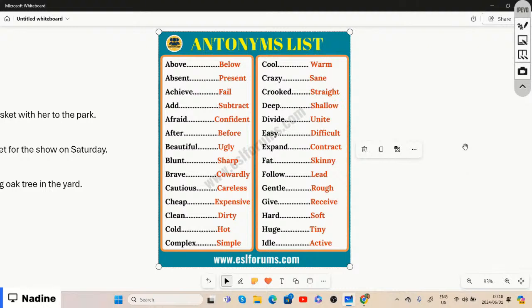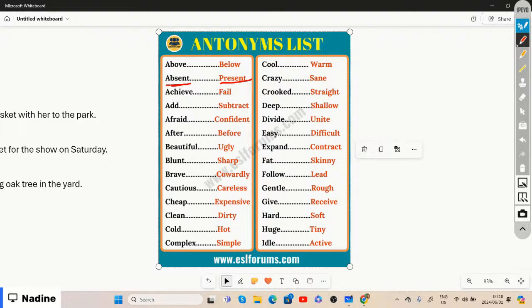All right, so if we look at the list of antonyms, remember, it is words that are opposite in meaning. So if we look at the one word, absent, it's either you are absent or, the opposite of absent, you are present. It's either you achieve something or if you don't, which is the opposite of achieve, you're going to fail. It's either I add up my money or if I constantly spend my money, then I need to subtract certain things.